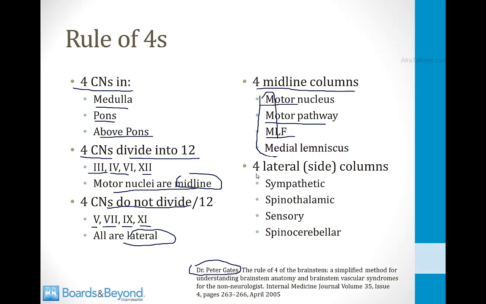Then the final part of the rule of fours is that the 4 lateral or side columns all begin with the letter S.